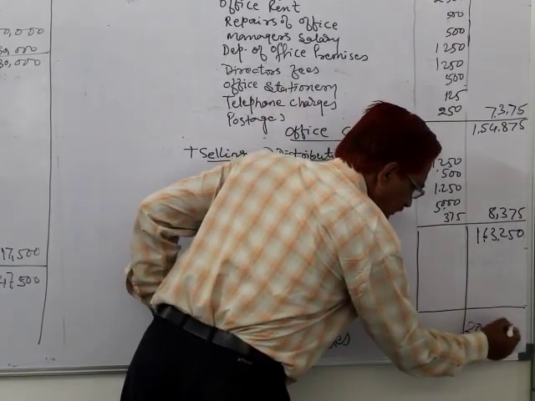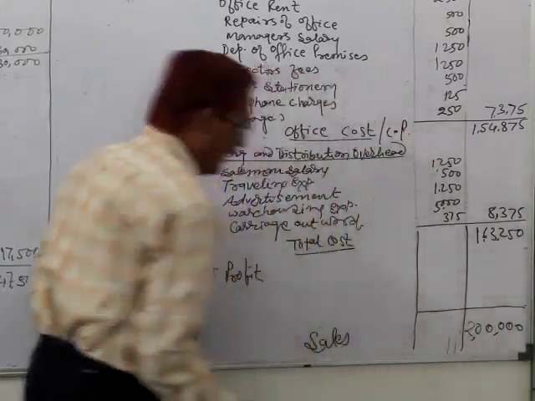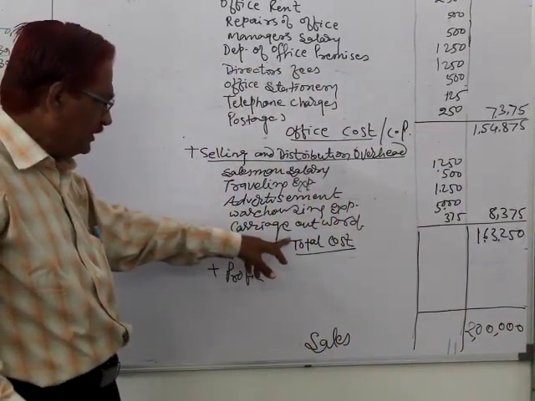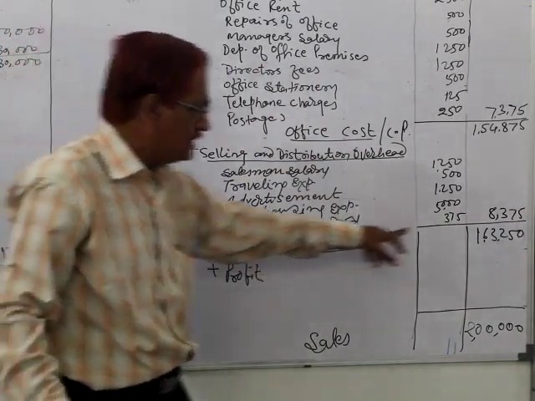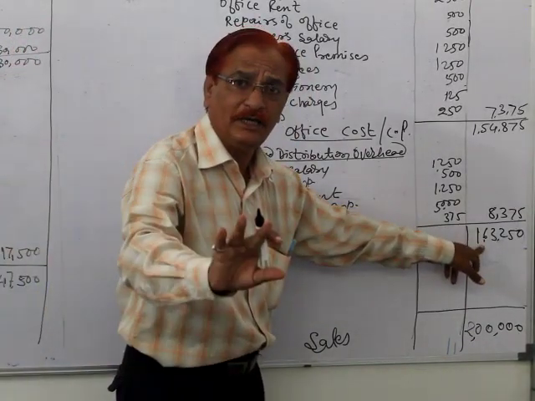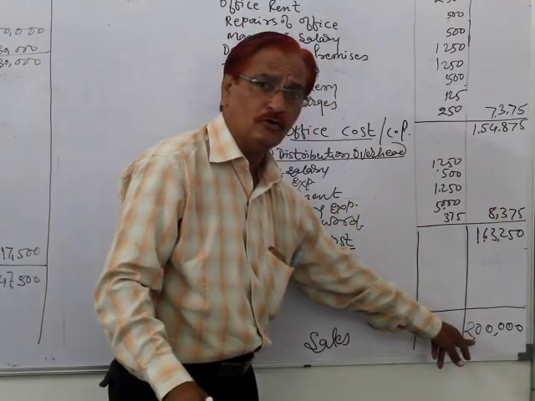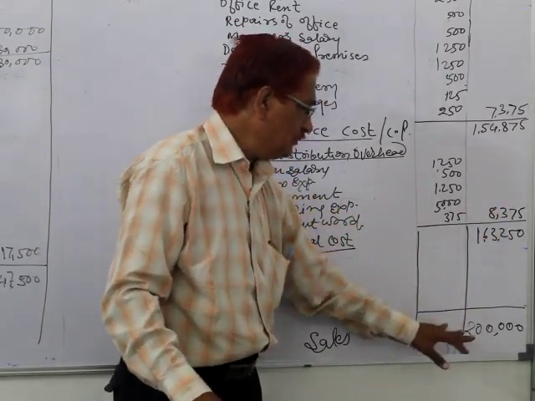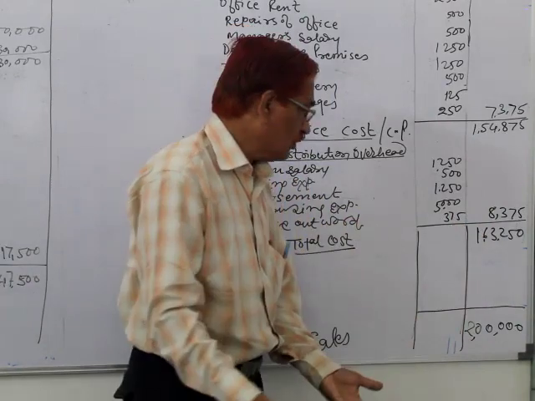Now look here, the profit is automatically found out. We have prepared the goods on total cost of rupees 163,250. These goods are being sold in rupees 2 lakh. So how much amount do we charge more?